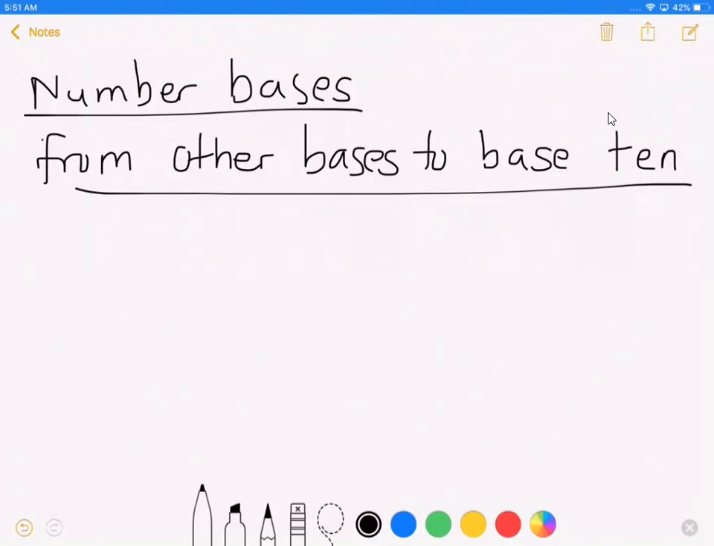In our last lesson, I showed you how to change from base 10 to other bases. And today, I want to show you how to change from other bases to base 10. I'm going to start with an example.